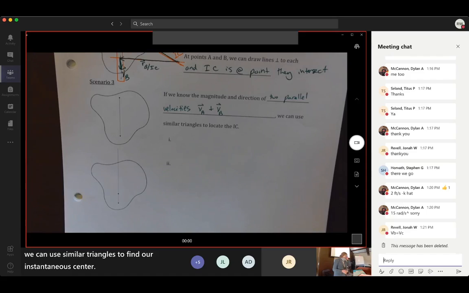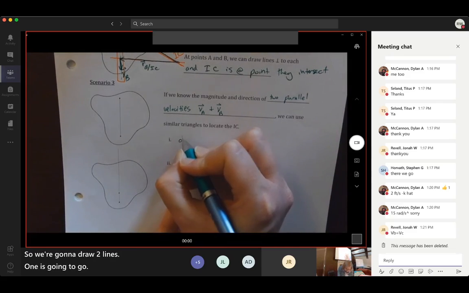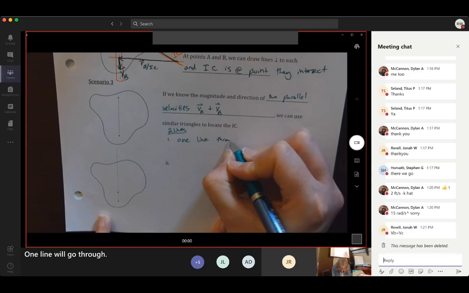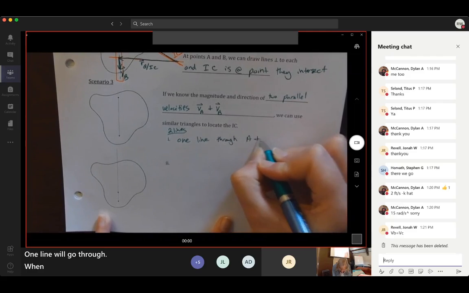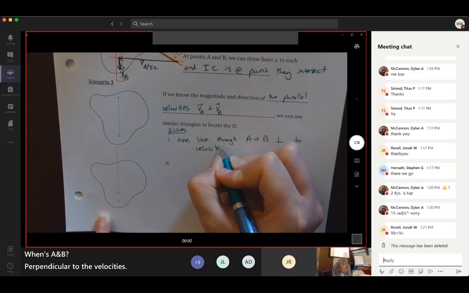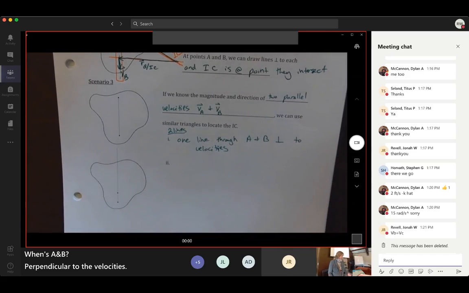Okay. So we're going to draw two lines. One line will go through points A and B perpendicular to the velocities. And then the second is going to connect the tips of our velocity vectors. So we need to have our vectors drawn to scale.